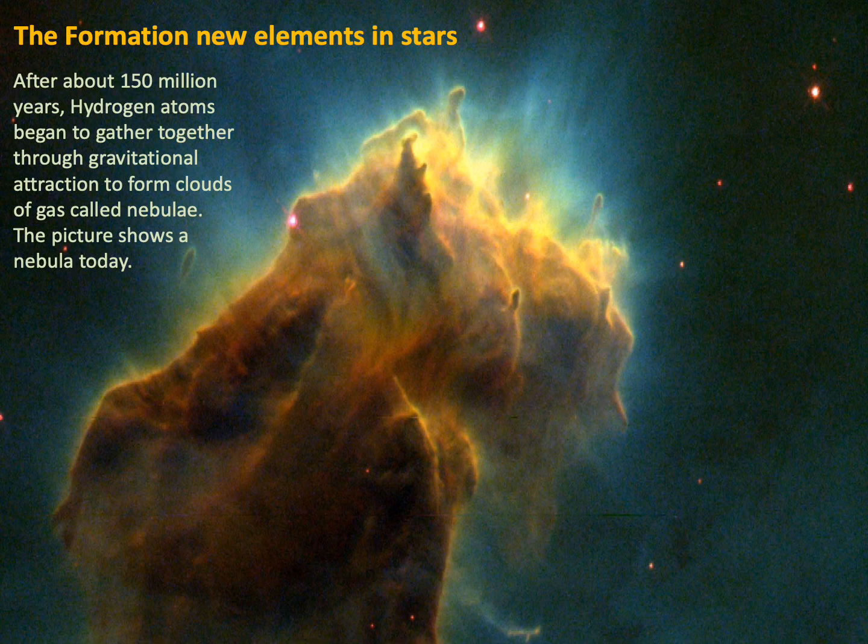Gradually, as time went on, other elements formed. After about 150 million years, hydrogen atoms began to gather together through gravitational attraction. Basically, each hydrogen atom attracted other ones, and they clump together in big clouds of gas called nebulae. And in the picture on this slide, you can see a nebula that's been observed today. There are still many, many nebula in the universe.